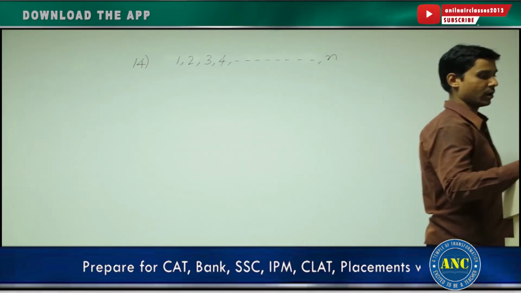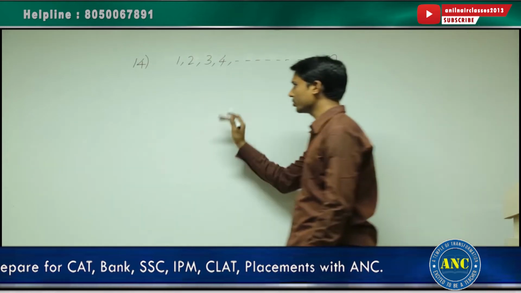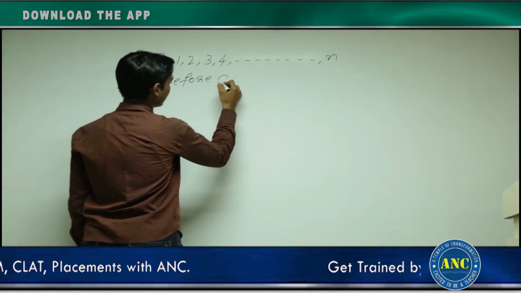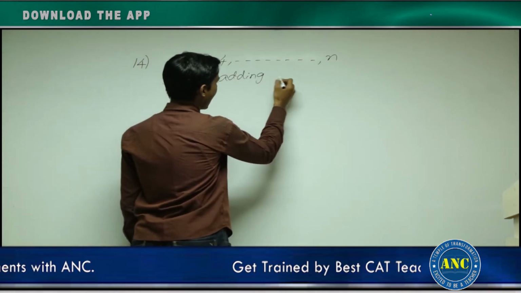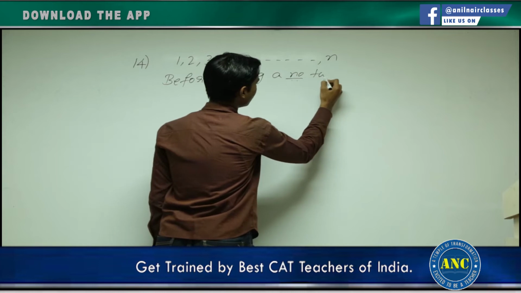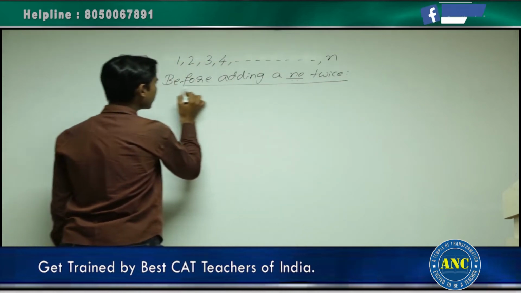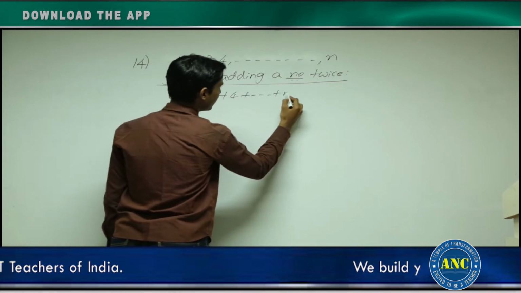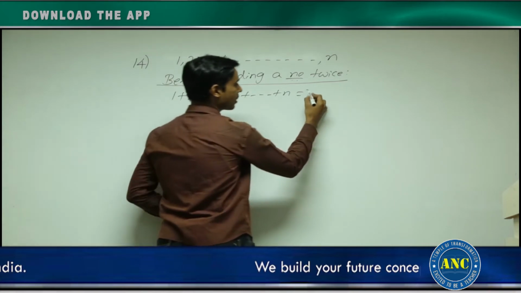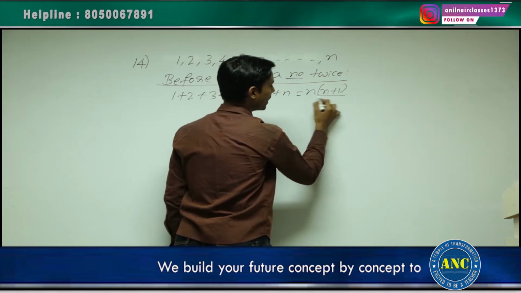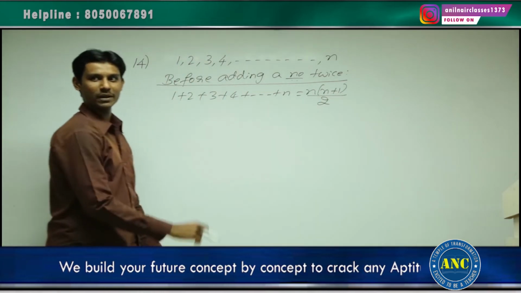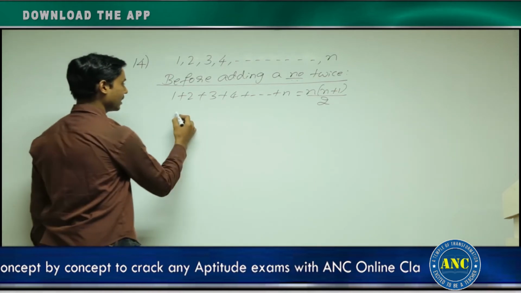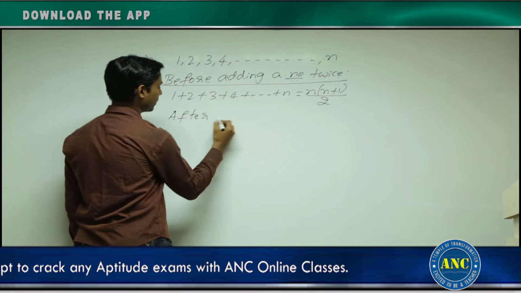Now see here. If you observe this question carefully, before adding a number twice, can I tell it as? Before adding a number twice, the total sum was 1 plus 2 plus 3 plus 4 etc. till n. Sum of n terms is nothing but n into n plus 1 by 2, right? But you added a number twice.